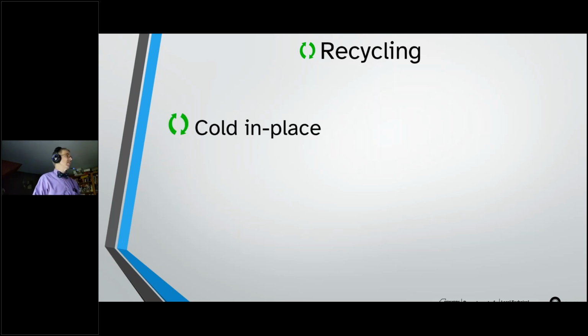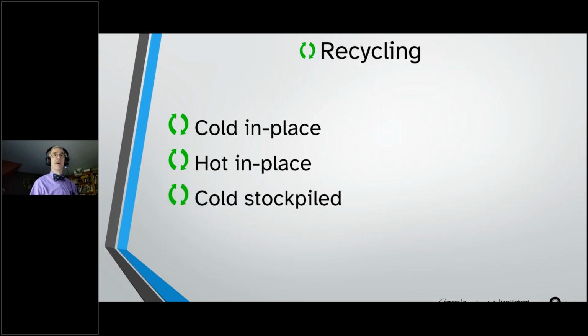Cold in place is fairly common here in New York State. I don't know how common it is in Ohio, but it certainly is a very commonly used thing here, where you're using emulsion in place. You could do hot in place, where you actually put down hot mix asphalt right back down. There's Midland mixed pavers and other tools for doing that. You could do a cold stockpile where you mill everything up, put it in the stockpile, and you could technically do that with hot as well, where you take everything off.